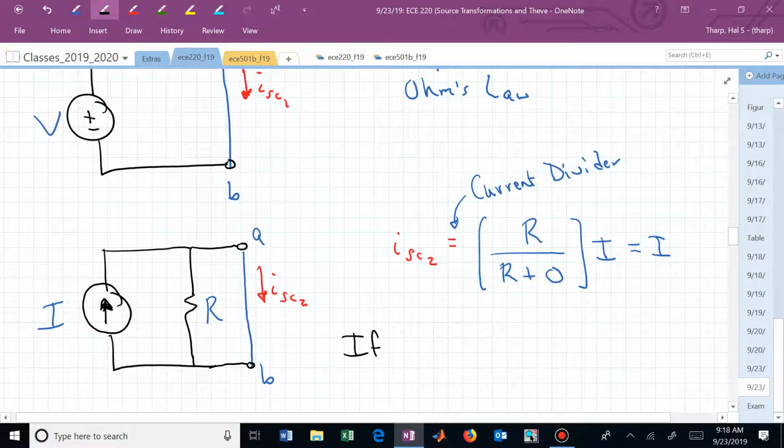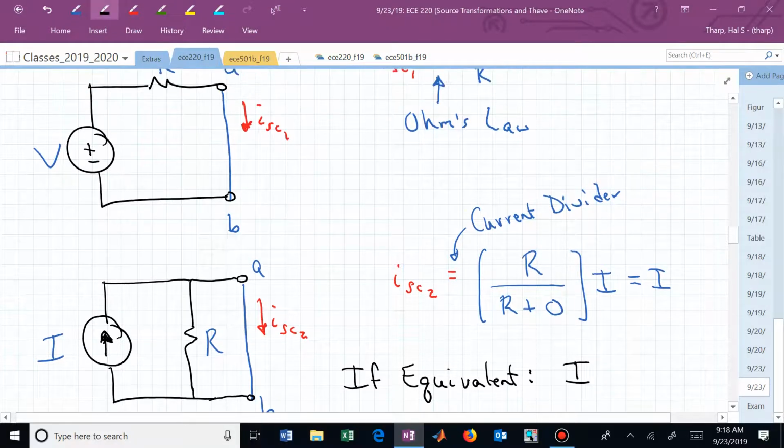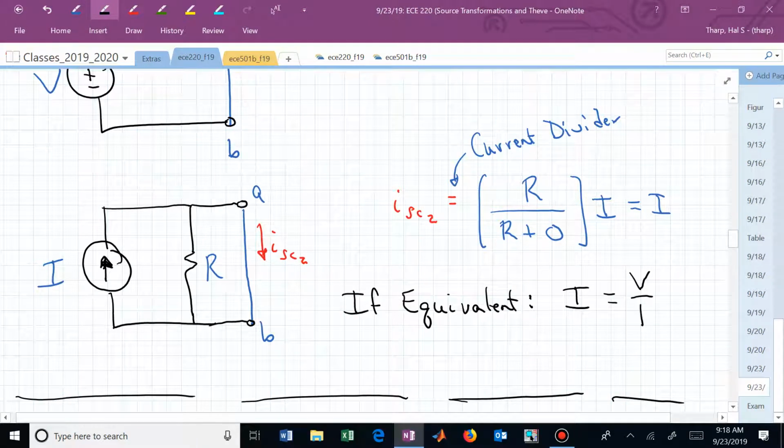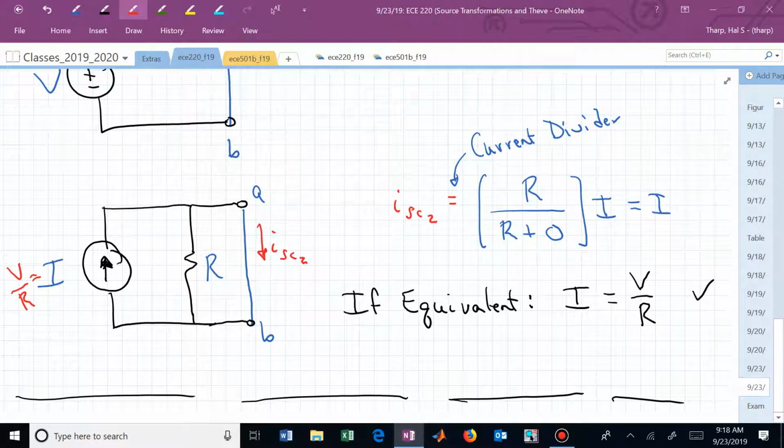Again, if these two sources are equivalent, what do we need? We need the short circuit current to be the same in both. And isn't that what we derived when we compared the open circuit voltages? I needed to be equal to V over R for those two sources to be equivalent. If you want to replace that voltage source in series with a resistor with a current source in parallel with a resistor, you keep the same resistor, but you make the current source have a value of V over R. And then you can replace the source at those terminals A and B.